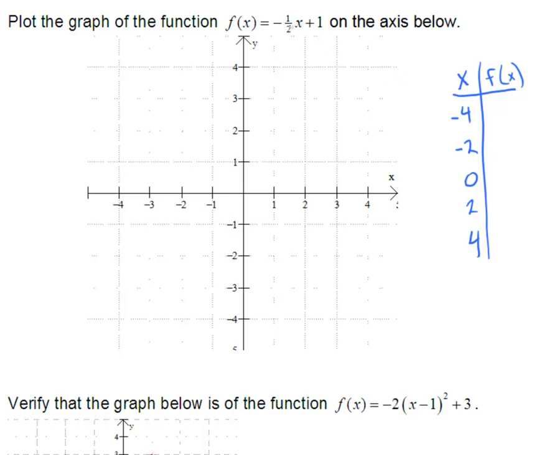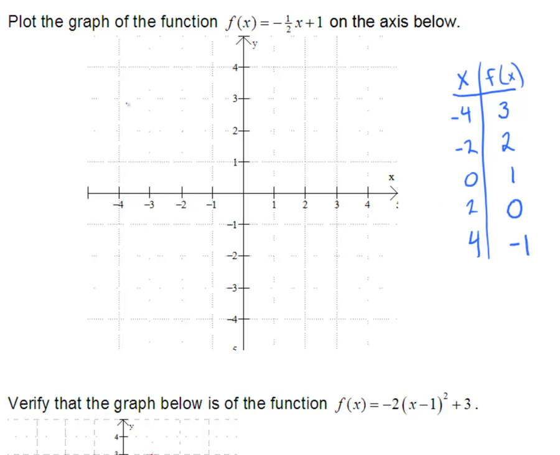Negative 4 times negative a half is positive 2, plus 1 is 3. This is 3, this is 2, and you should figure out where these answers are coming from. Make sure you can do them. 0 gives 1, 2 gives negative 1 plus 1, which is 0, and 4 gives negative 2 plus 1, which is negative 1. So make sure you can get those answers.